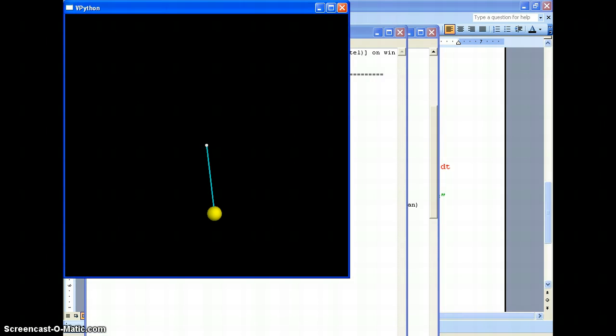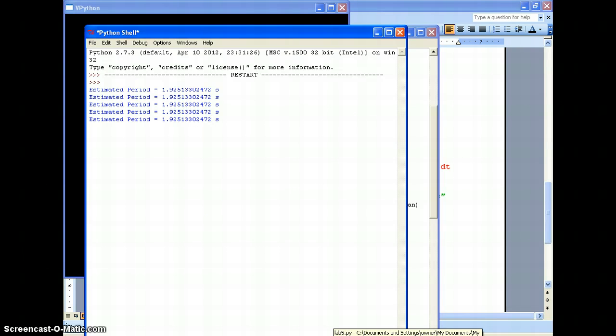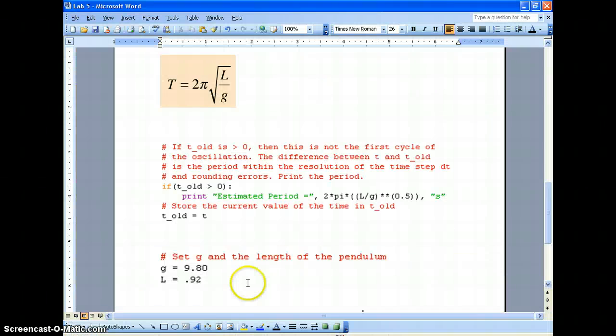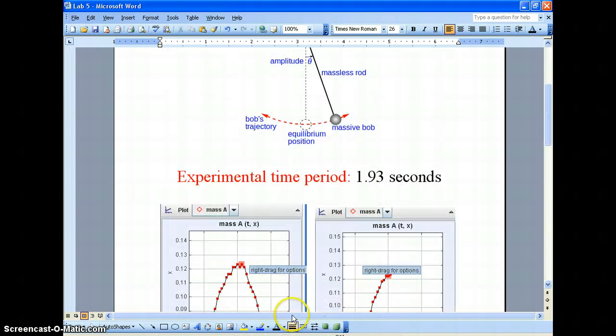Okay, so here we see the computational model of a pendulum swinging, and we are able to see the estimated time period, which is 1.925 seconds, which is fairly close to our experimental time period, which was just 1.93 seconds.